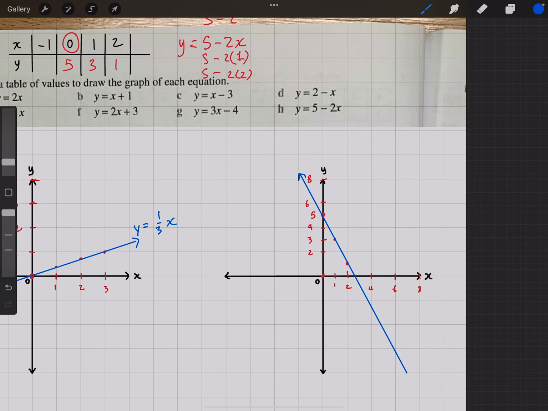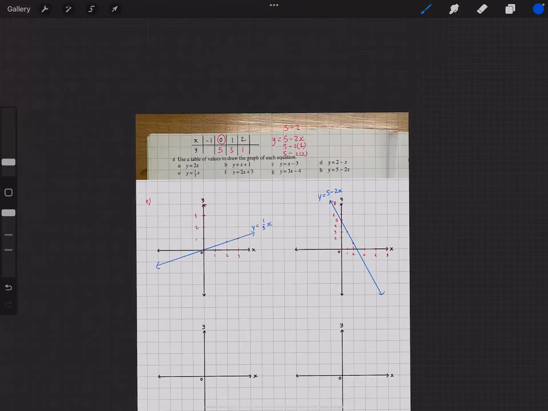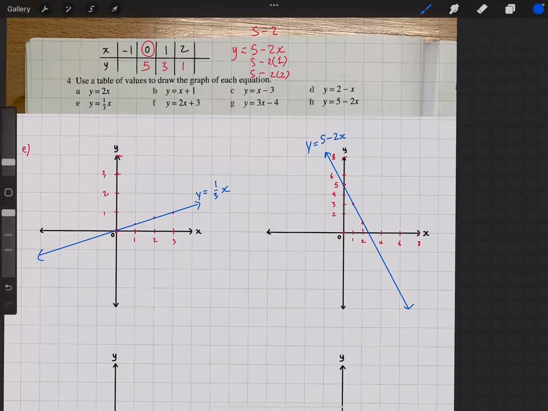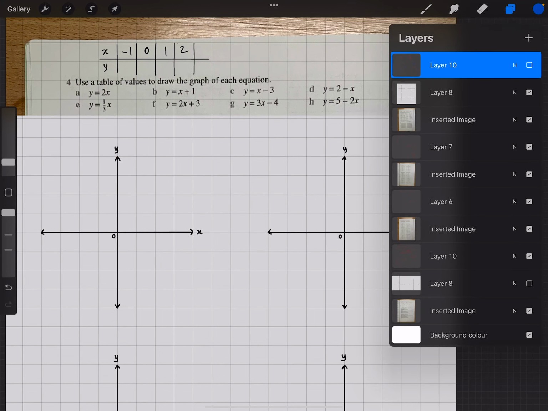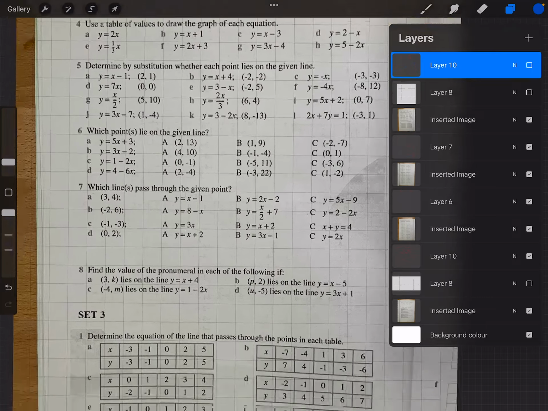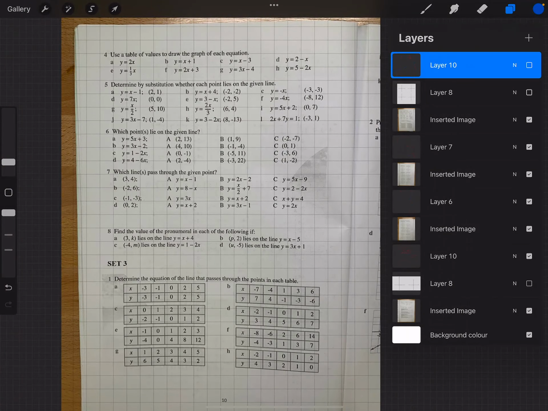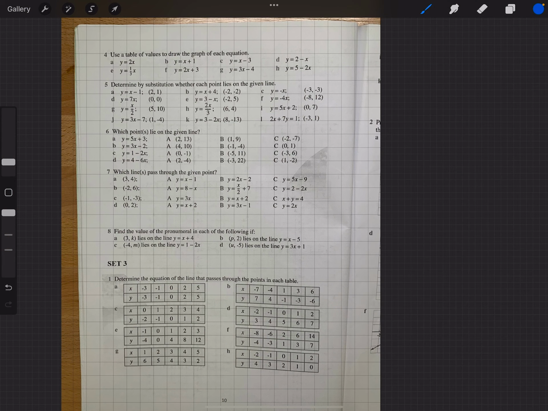This is your y is equal to 5 minus 2x. Done. Okay. The rest you can do on your own. And you can leave question 5, 6, 7, 8, and set 3 we can do for next week. Okay, hope that helps.